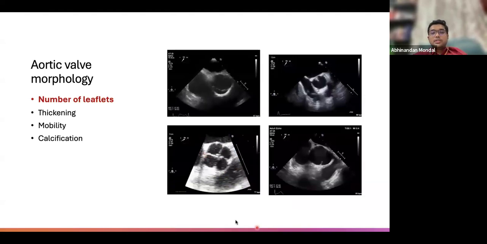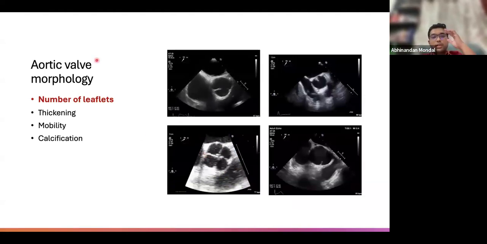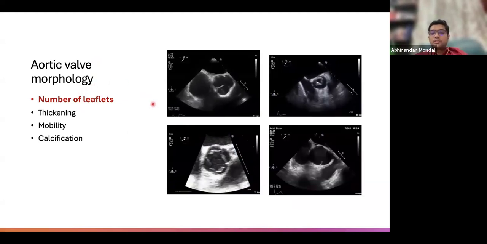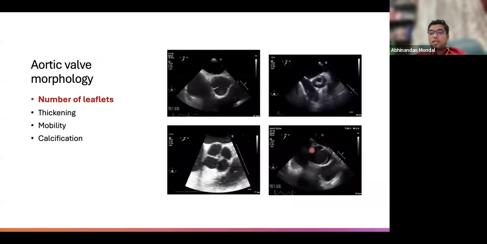So what are the things that we have to see in the morphology? What is the number of leaflets? The most common thing that we will see in the aortic valve, except the three-leaflet configuration, is a bicuspid valve. So this is your bicuspid valve that you can see over here, and this is your quadricuspid, and this is your unicuspid.